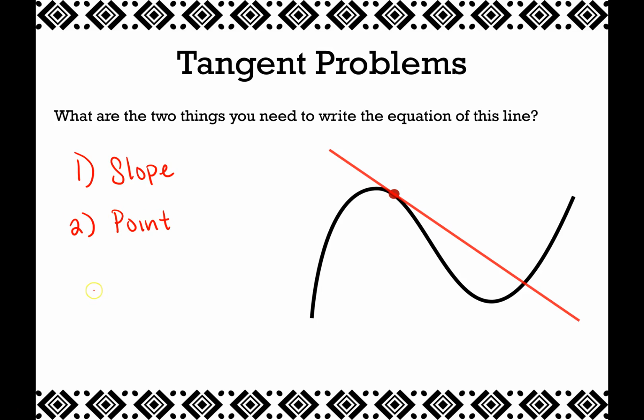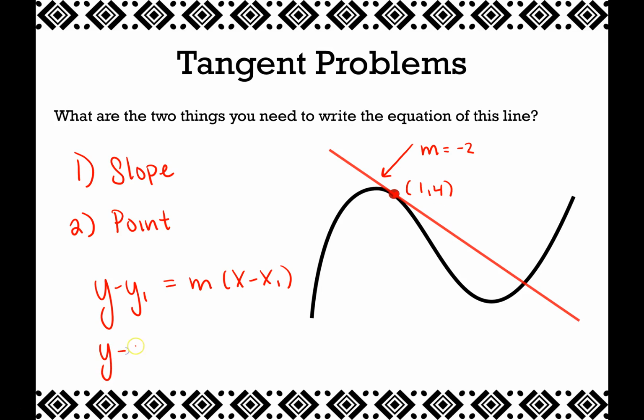Remember, in calculus, we were using y minus y1 equals m times x minus x1. So for example, if I knew that the slope of this red line was m equals -2, and this was the point right here, (1, 4), I could write my equation as y minus 4 equals -2 times (x minus 1). And I've written the equation of the line.